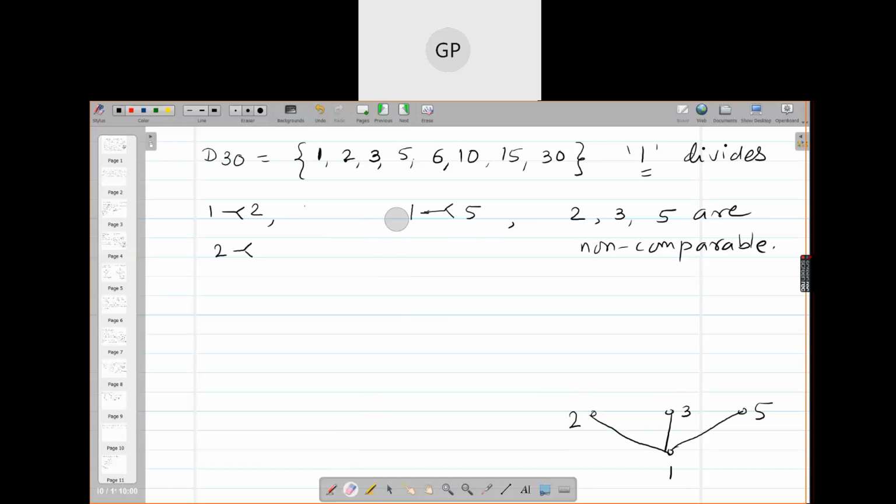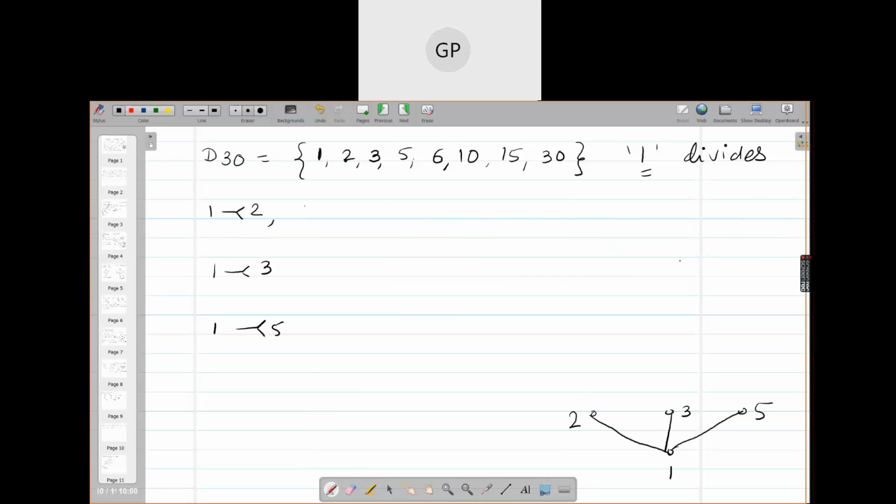Let us make a continuous chain so that we can understand it easily. I write here: 1 is covered by 3, 1 is covered by 5. Now 2 is covered by what?